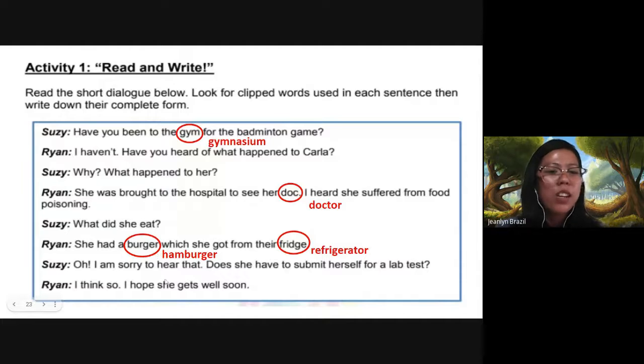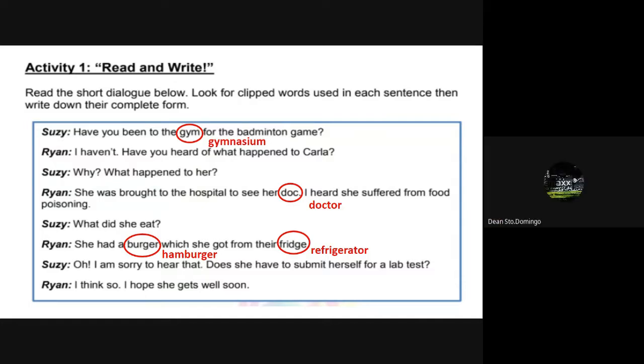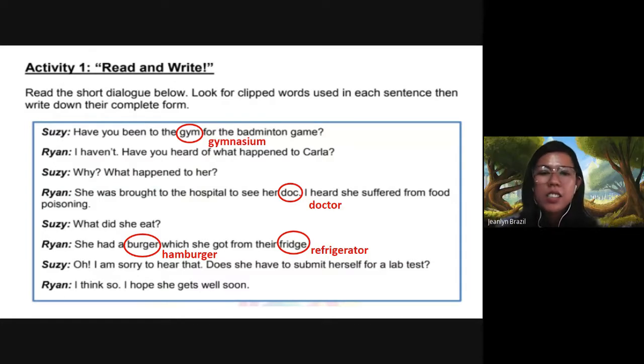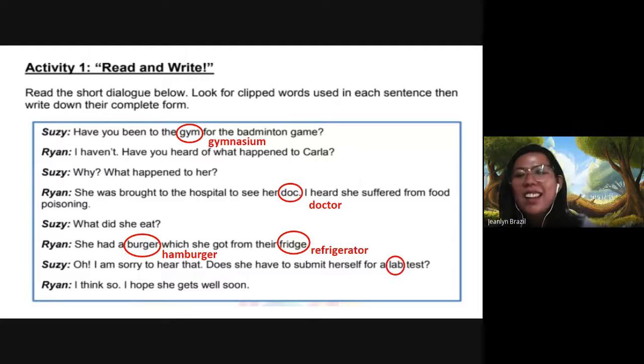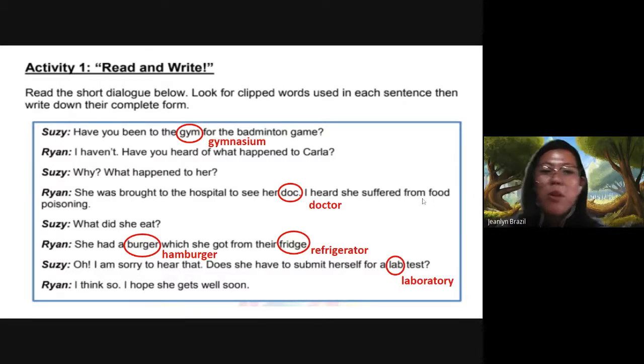Next sentence. Oh, I am sorry to hear that. Does she have to submit herself for a lab test? Is there a clip word in this sentence? Sino yun? Are you raising your hand, Dean? Lab po, ma'am. Oh, her answer is lab. Let's see if you're correct. Oh, that's correct. Lab is the next clipped word. What is the meaning of lab? Yes, Ava? Laboratory po, ma'am. Oh, nag-answer si Dean. And Ava, what's your answer? Laboratory. Okay, that's correct. The original word is laboratory.